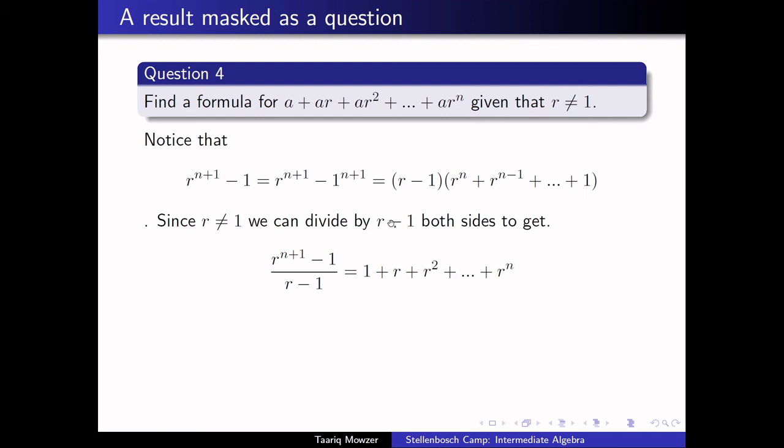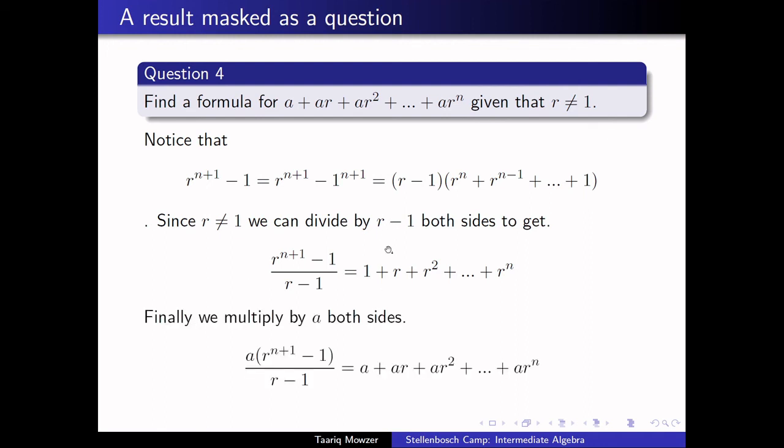Then we can multiply by a on both sides to get a formula for this. So we multiply by a to get a plus ar squared up to ar to the n over here, and we have to multiply this side also by a. So this is a formula for this. So a times r to the n plus 1 minus 1 over r minus 1 is equal to the geometric sum.